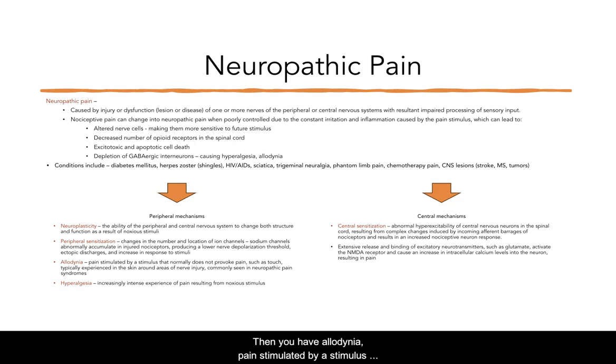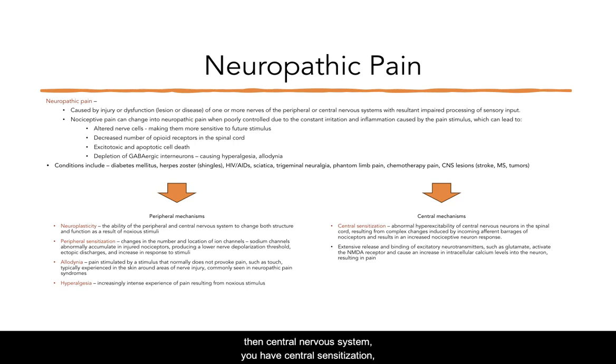Then you have allodynia, pain stimulated by a stimulus that normally does not provoke pain, such as sometimes people get pain from a touch, which shouldn't produce pain. That's allodynia. Hyperalgesia is an increasingly intense experience of pain resulting from the noxious stimuli. So this is basically caused by nerve damage, and because of chronic conditions such as diabetes mellitus.